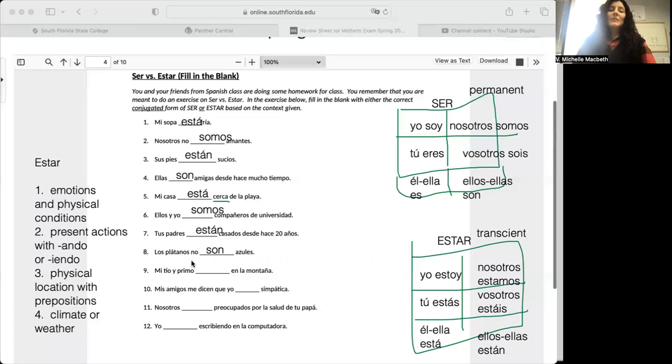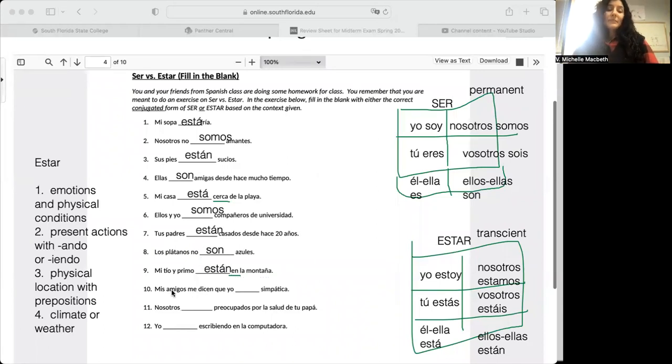Mi tío y primo en la montaña. So we're saying they're at the mountains. Is that an emotion or a physical condition? No. Is it a present action with ando or yendo? No. Is it a physical location with a preposition? Yes. How do we know? Because we have this preposition en, and that tells us it is a physical location with a preposition. So we know it has to be estar.